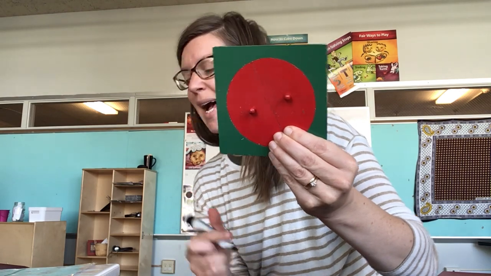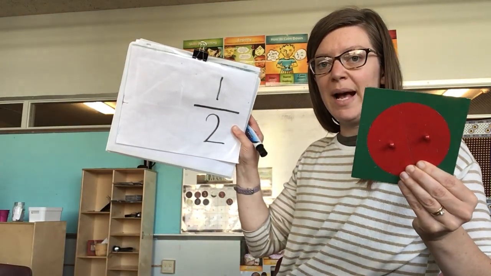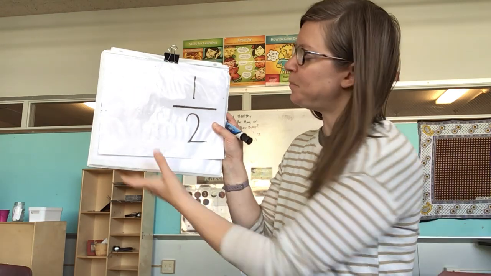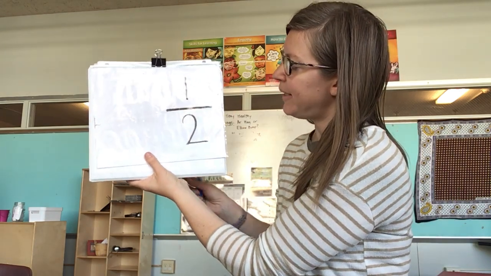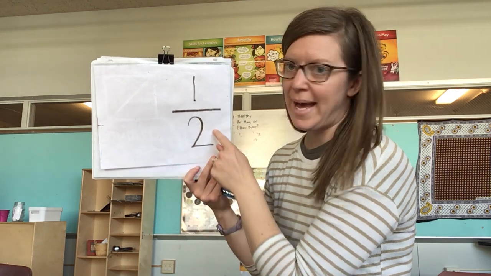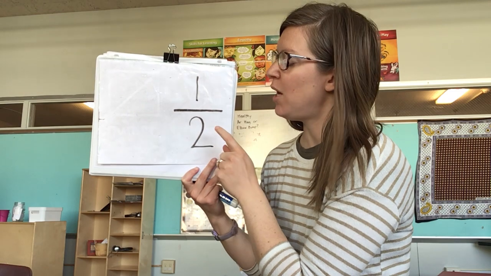But what about the total number of parts? If I put my pieces back together, I can see that there are 2 parts. That means my denominator, or the number on the bottom, is going to be 2 because that's the total number of parts. So I would write it like this, and I would say it like this: 1/2. In a fraction that's divided into 2 equal parts, we say 1/2.